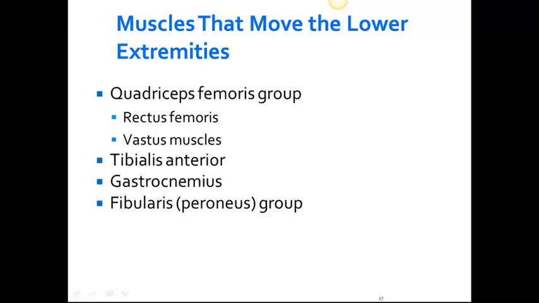The quadriceps femoris group extends the leg. We have the rectus femoris and the vastus muscles, which are the main muscles in the quadricep group. The tibialis anterior dorsiflexes the foot, and the gastrocnemius plantar flexes the foot. We oftentimes will call this the toe dancer's muscle. And the fibularis, so the peroneus group, flexes the foot.